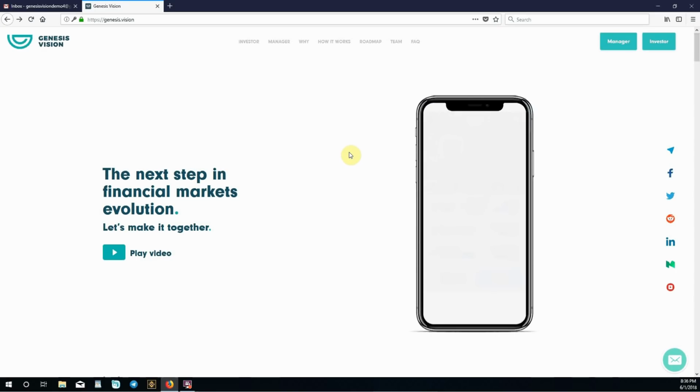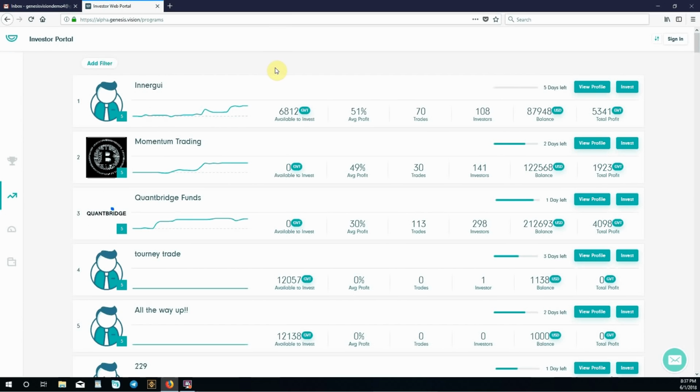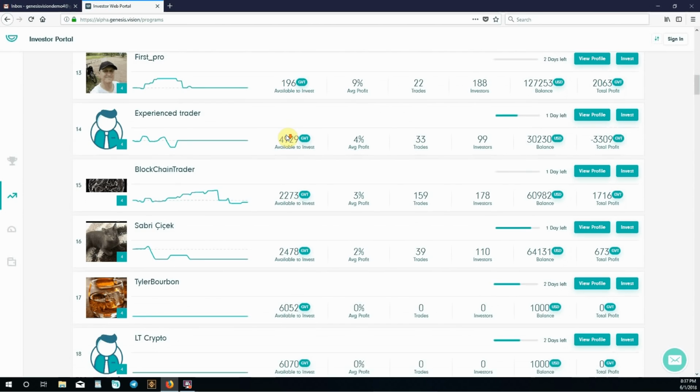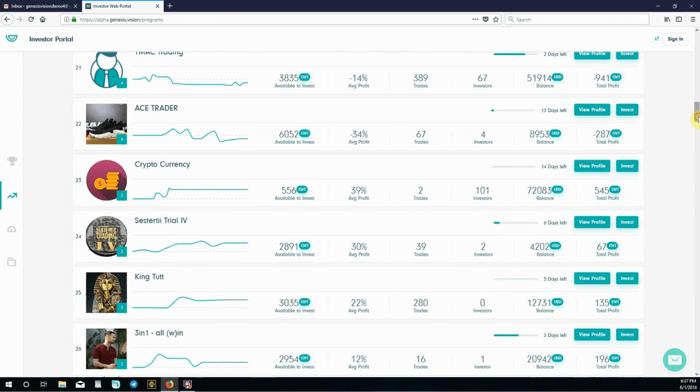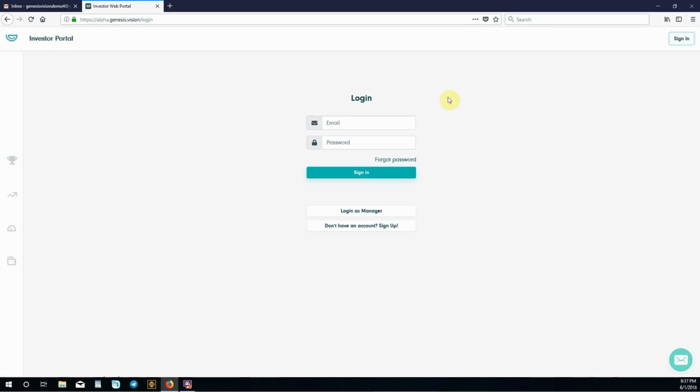To begin, we want to go to the Genesis Vision webpage, which is genesis.vision. We want to go to the top right corner and click the Investor button. This will bring us to the Investor Portal homepage, where we will see a list of different investor programs, which we will call back on later. For now, we will go to the top right corner and we will click Sign In.